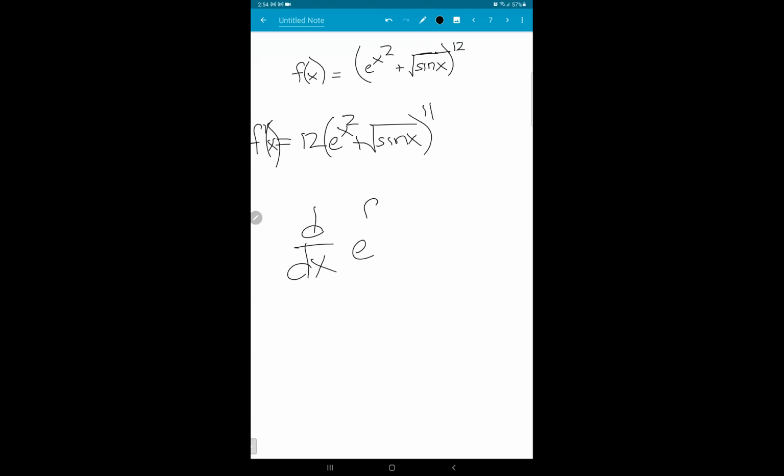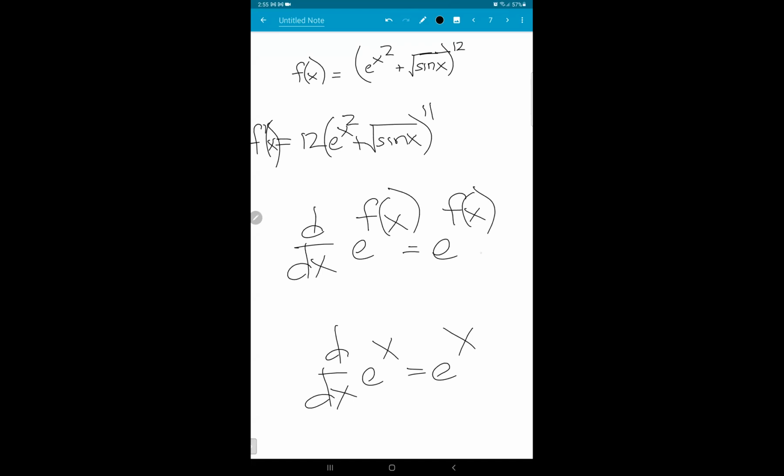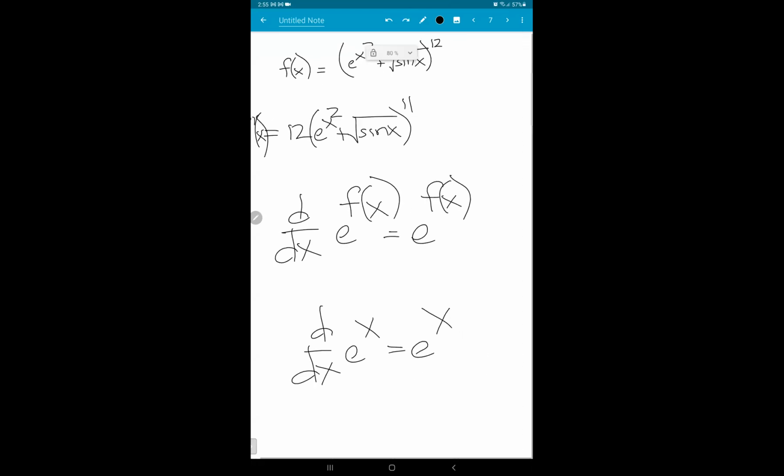So suppose the power of e is not x, but a function of x. The derivative of e to the x is e to the x, right? But what if the power is no longer just x, but a function of x? So it's still the same. You copy e to the f of x, but again, you differentiate f of x. That's the factor, the correcting factor.